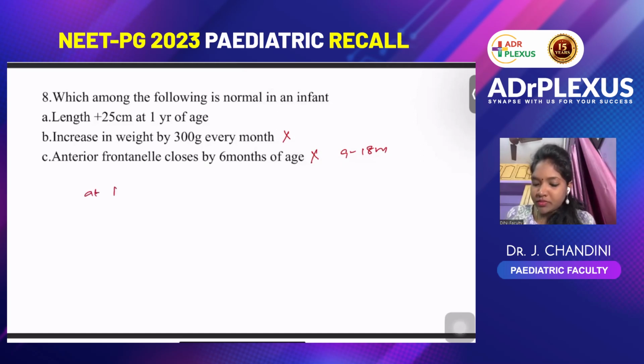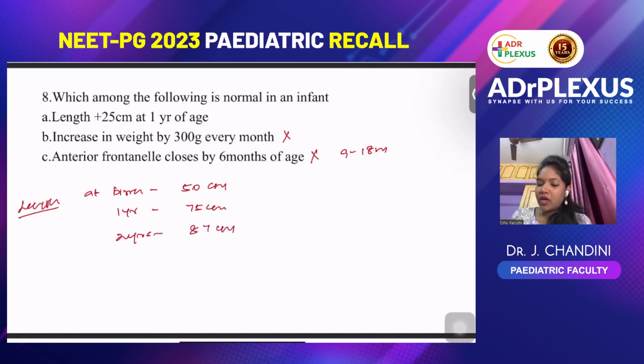At birth, the baby would be somewhere around 50 centimeters. At 1 year, the baby would be somewhere around 75 centimeters. At 2 years, the baby will be somewhere around 87 centimeters. Now, as you see, how much the baby has gained? 25 centimeters in the first year, then somewhere around 12.5 centimeters in the second year. So, option A is correct. So, the baby will gain around 25 centimeters in the first year. This is about the length of the baby.